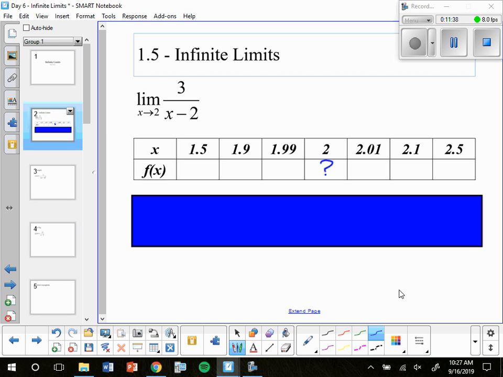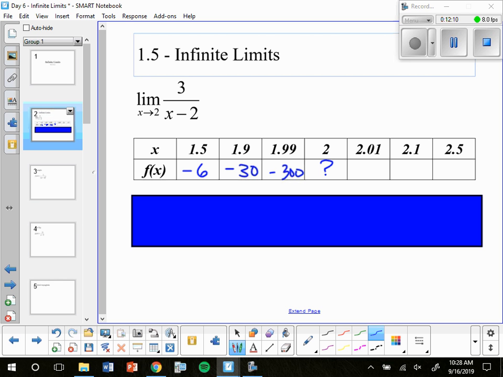So I'm going to approach from the left, so substitute in values. Sadie, what do you get when you substitute in 1.5? -6. What do you get when you substitute in 1.9? -30. And what do you get when you plug in 1.99? -300. Doesn't look like we're approaching a single value as you go to the left. What's happening? They're getting bigger and bigger in absolute value, more and more negative.